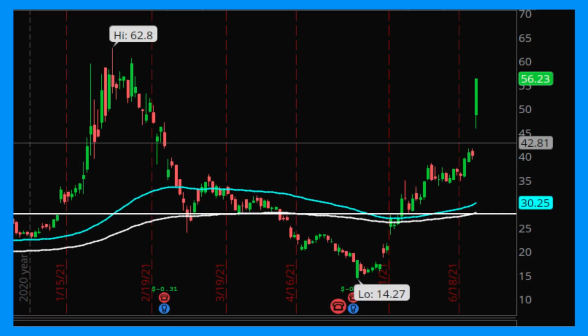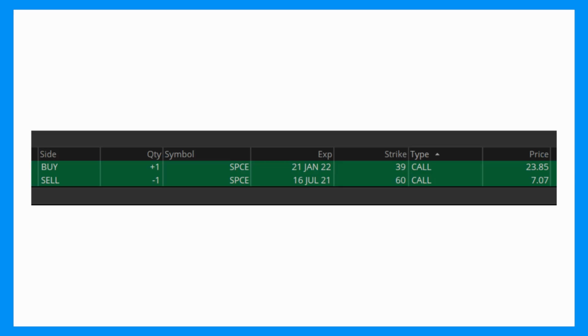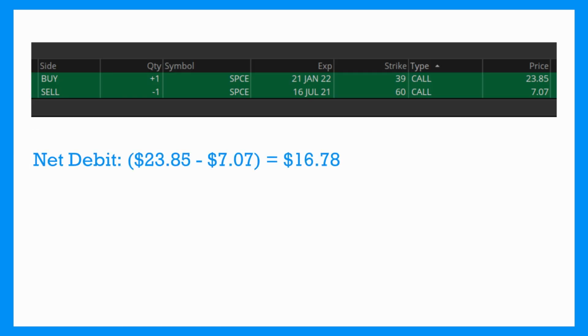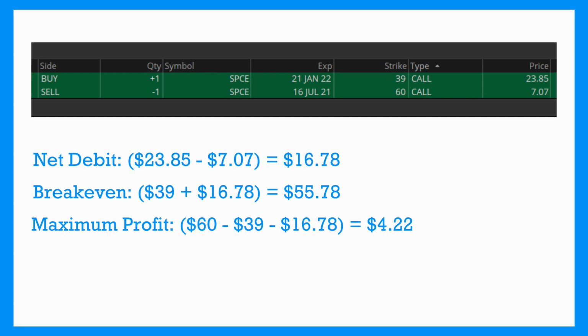For example, on June 25, 2021, a bullish call diagonal spread was traded on stock DISCK. A $60 strike call expiring on July 16, 2021 was sold at $7.07. And a $39 strike call expiring on January 21, 2022 was bought at $23.85. The net debit was $16.78, the break-even price was $55.78, and the maximum potential profit was $4.22.